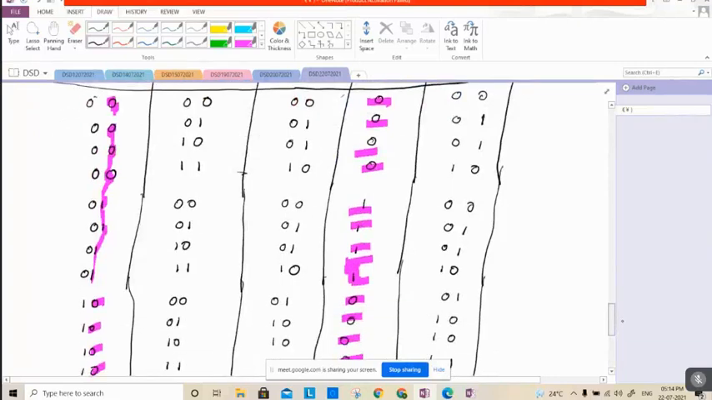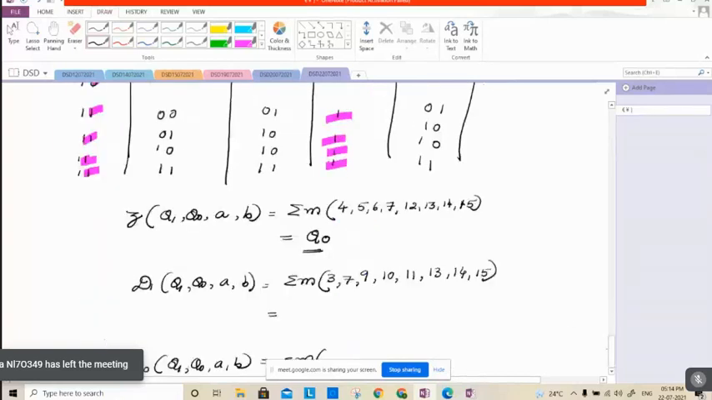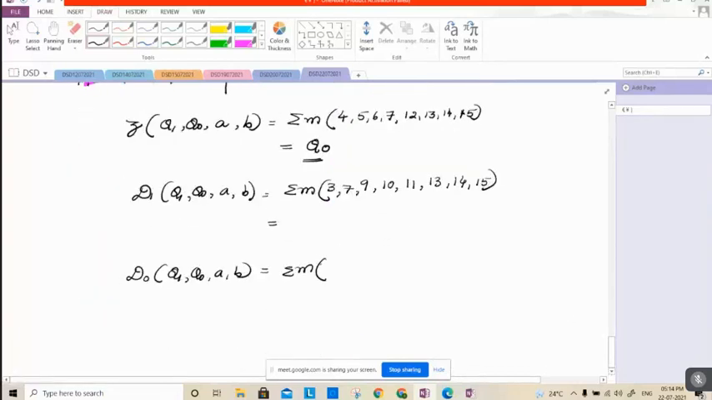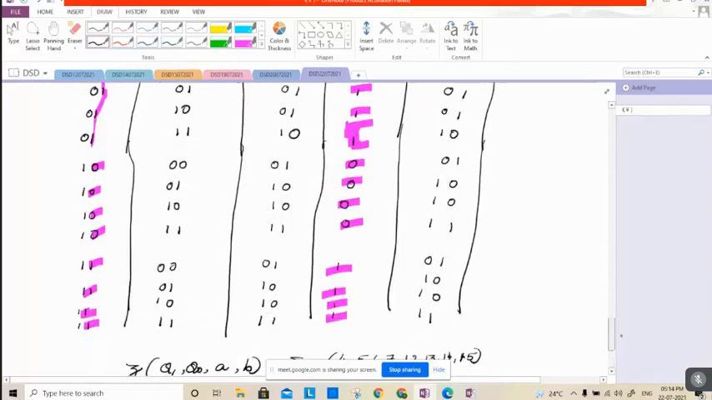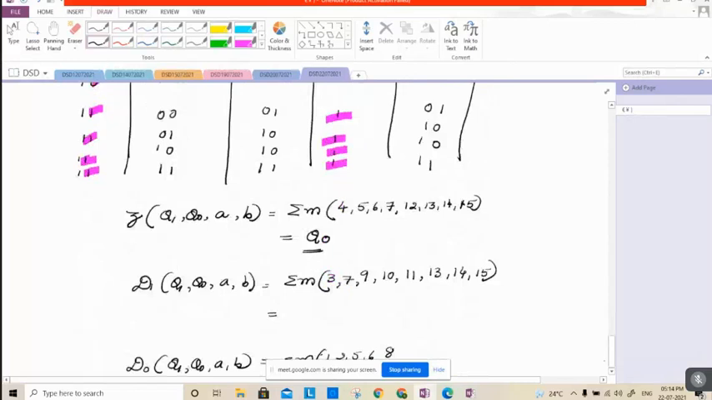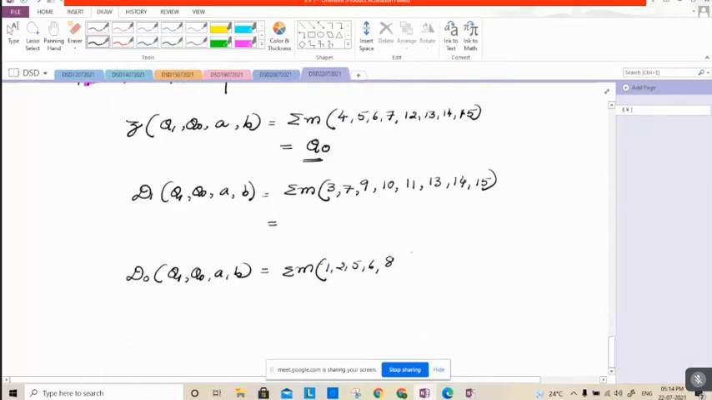1, 2, 5, 6, 8, 11, 12, 15. Right, perfect. What is the expression for D1 and what is the expression for D0? Use 4 variable K-maps.